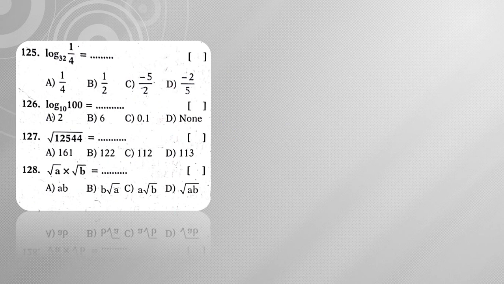Question number 125. Logarithm of 1 by 4, I can write as 2 power minus 2, to the base 2 power 5, since 32 can be written as 2 power 5. Using the power rule, I can write it as minus 2 by 5 into log 2 to the base 2. So log 2 to the base 2 is nothing but 1. I can write it as minus 2 by 5. Hence the answer is option D. Next, logarithm of 100. So 100 can be written as 10 square, to the base 10. By using the power rule, we can write it as 2. Hence the answer is 2.